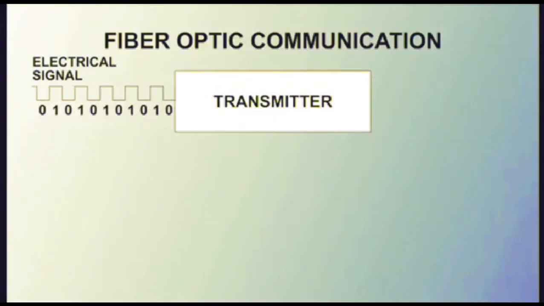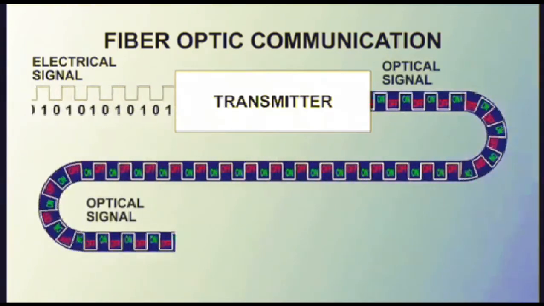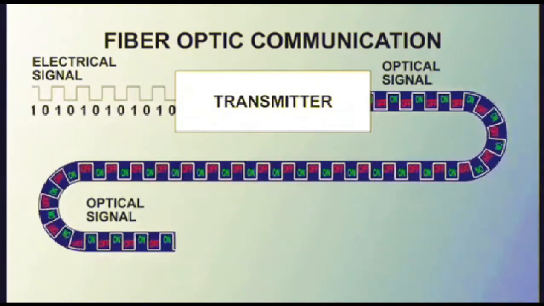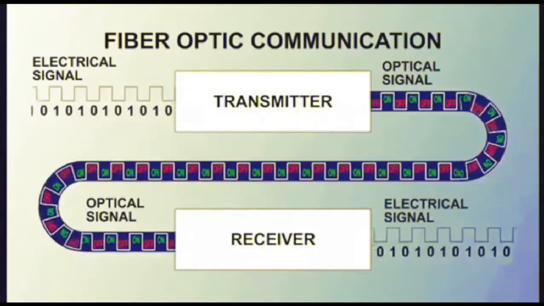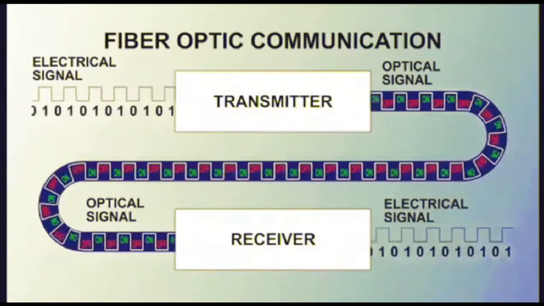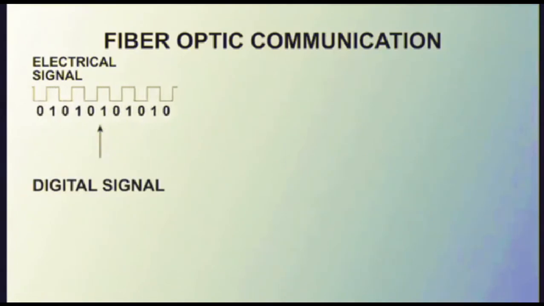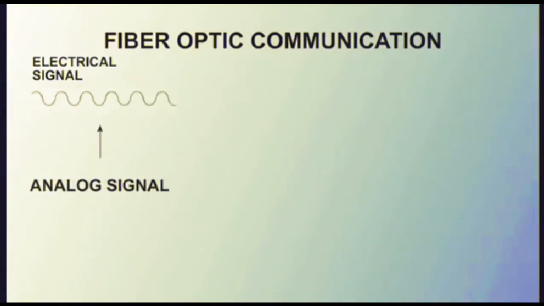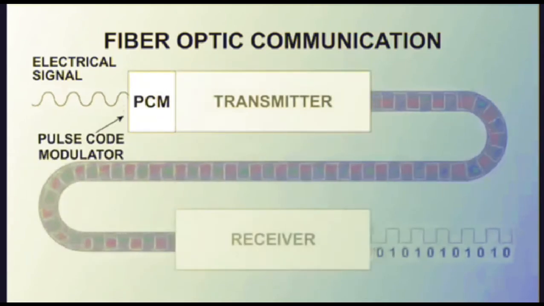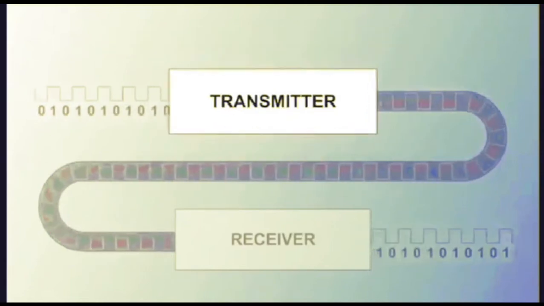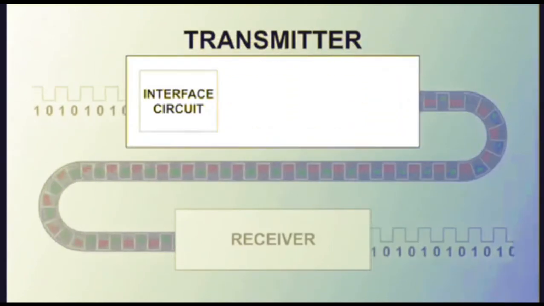In general, the fiber optic communication system consists of a transmitter to produce and encode the light signals, optical fiber to conduct the light signals, and an optical receiver at the destination to decode the light pulses and return them to digital form. The electrical signals can be either digital or analog. Analog signals also require the use of pulse code modulation to convert them to digital form.